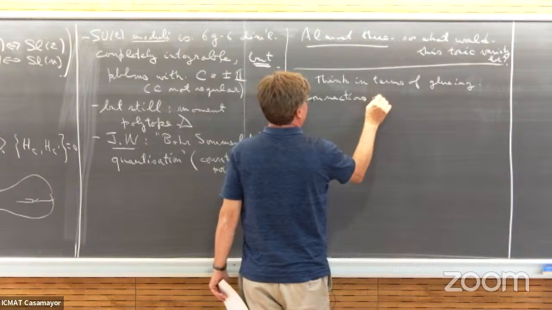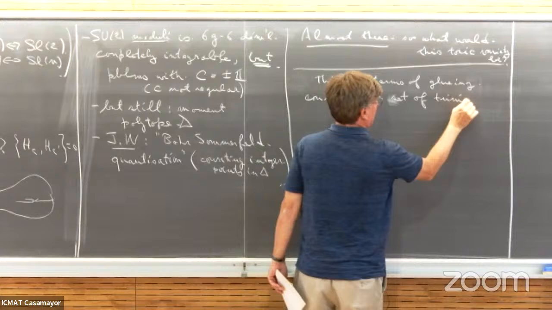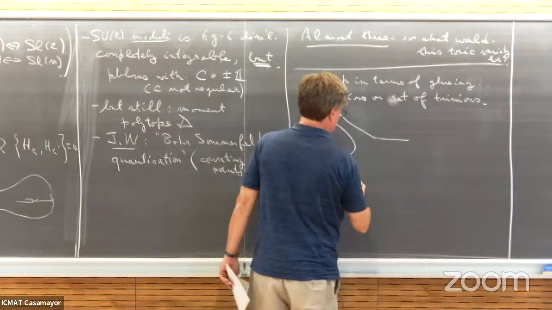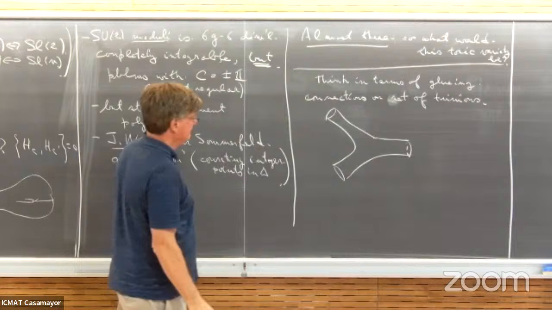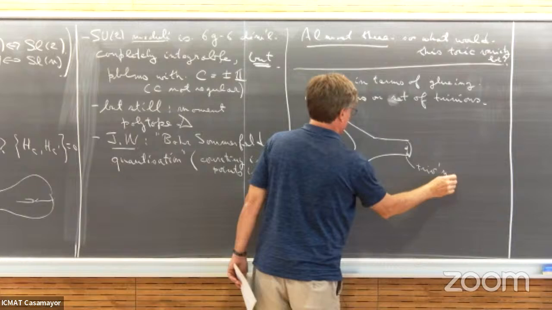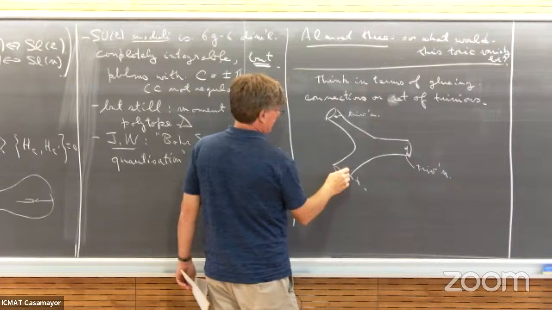Connections on a set of trinions. Okay, pairs and paths. So here is one trinion. For the glue to work effectively, you need some trivialization, etc. And then you can define parallel transport in a unique way.